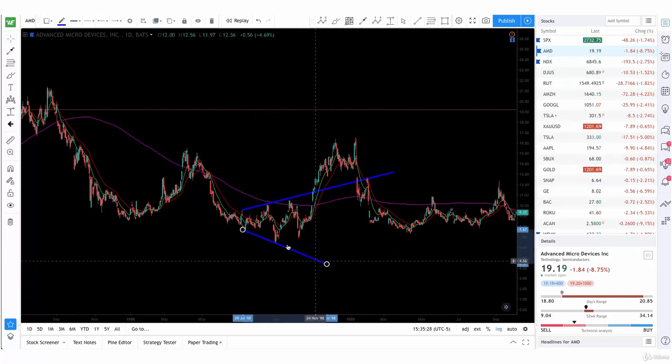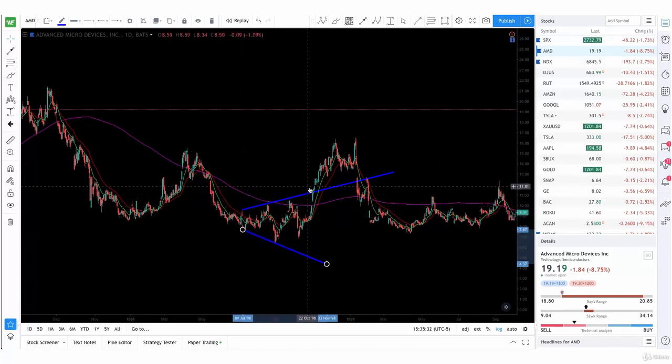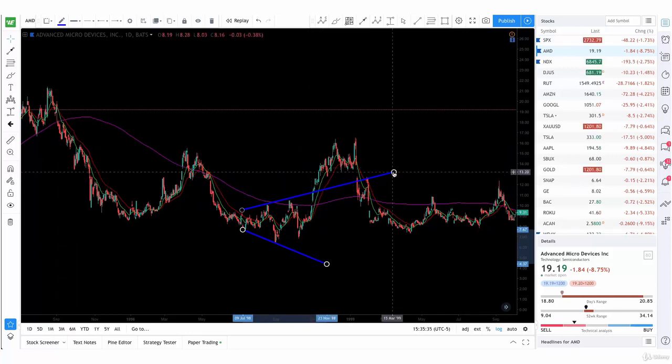Okay, same with the tops. If the resistance levels break, that's when you know you want to get out.